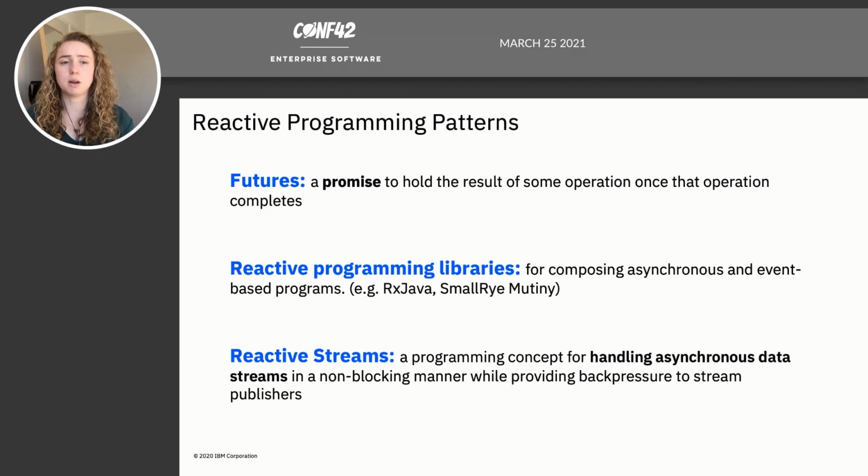So as a Java developer, you're probably familiar with the concept of futures. If you're not, a future is essentially a promise to hold the result of some operation until that operation is complete. So really focusing on that asynchronicity there. Then we've got reactive programming libraries. So they are all about composing asynchronous, again, and event-based programs. And they include examples like RxJava and SmallRye Mutiny. And actually, lots of the frameworks we'll be going on to later utilize these programming libraries within them.